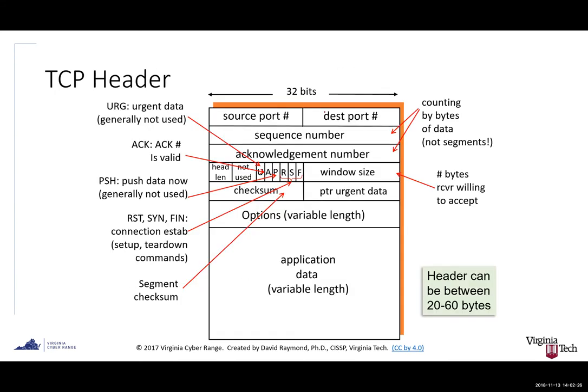Here's the TCP header. I mentioned we had the source port and the destination port. Those are really the most important bits of data, except for the application data itself. So this is where that whole IP thing is encapsulated.